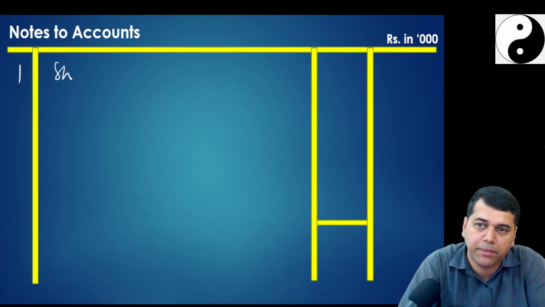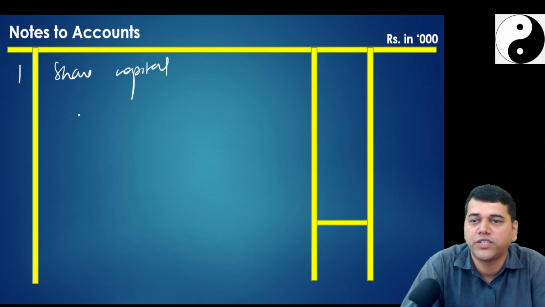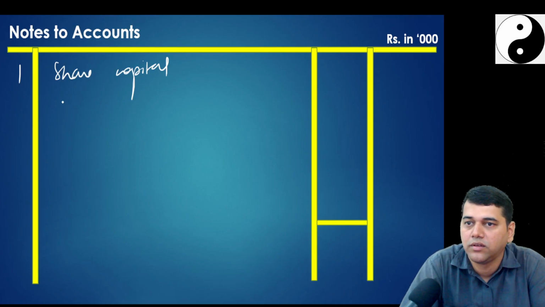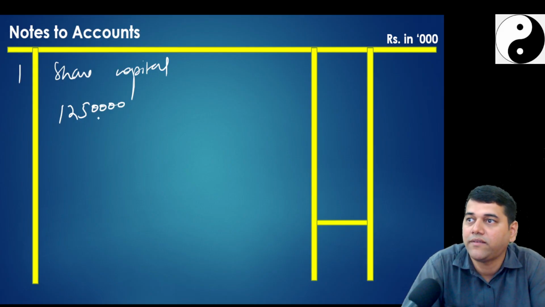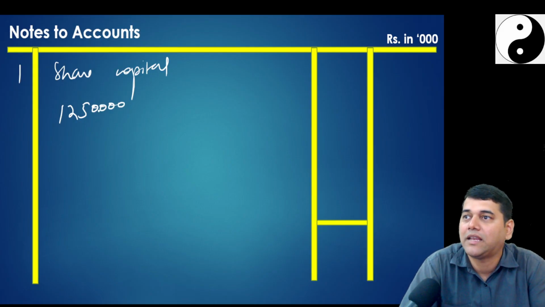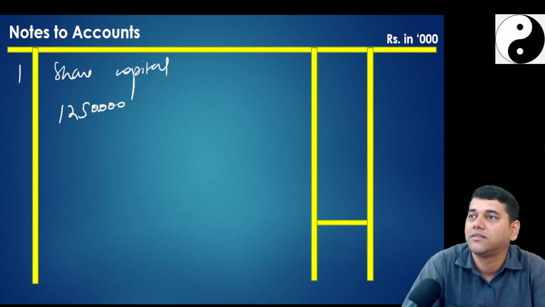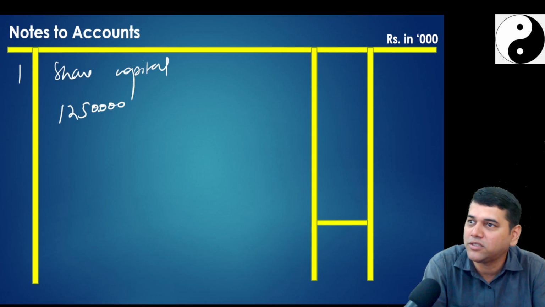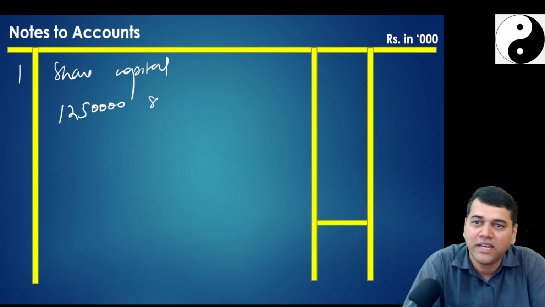Note 1, share capital. How many number of shares do you have now? 12,50,000, 700 plus 550, no. That 11,000 in the previous question. 11 lakh shares were under common combination. Last question, 11 lakh shares at rupees 10.